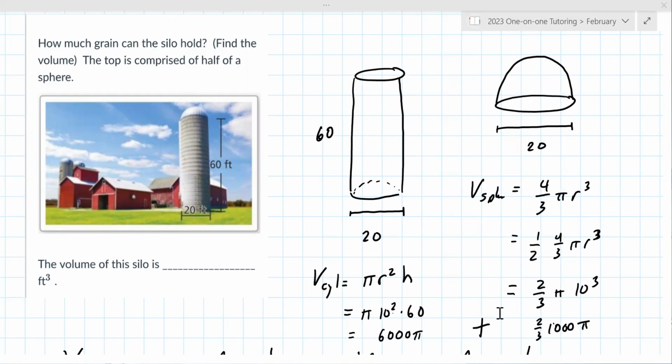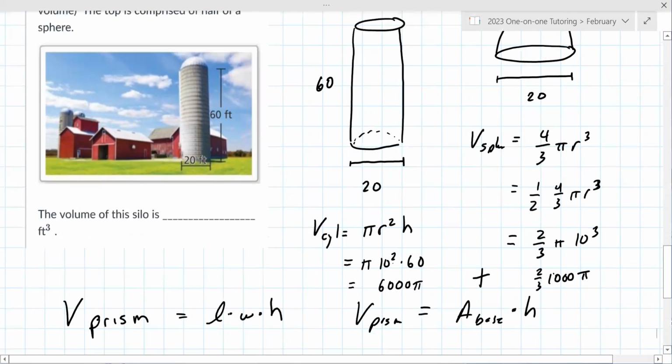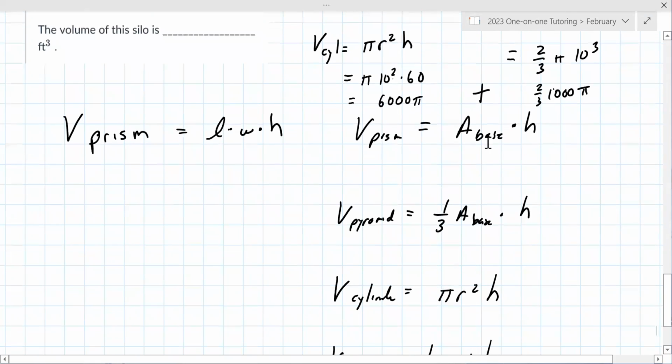And then what do I do about the pi? Just leave it? No, you got to multiply by pi. Here's what I'm trying to get you to. I guess I didn't make this clear. Let me just bring this down.